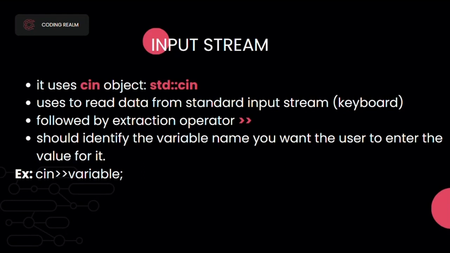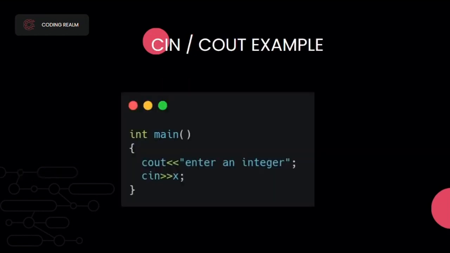It should identify the variable name you want the user to enter the value for. This is an example of how to use cin, the input stream. cin variable. We can also put more variables, for example, cin variable 1, variable 2, etc., like the cout operator. Now let's see an example.